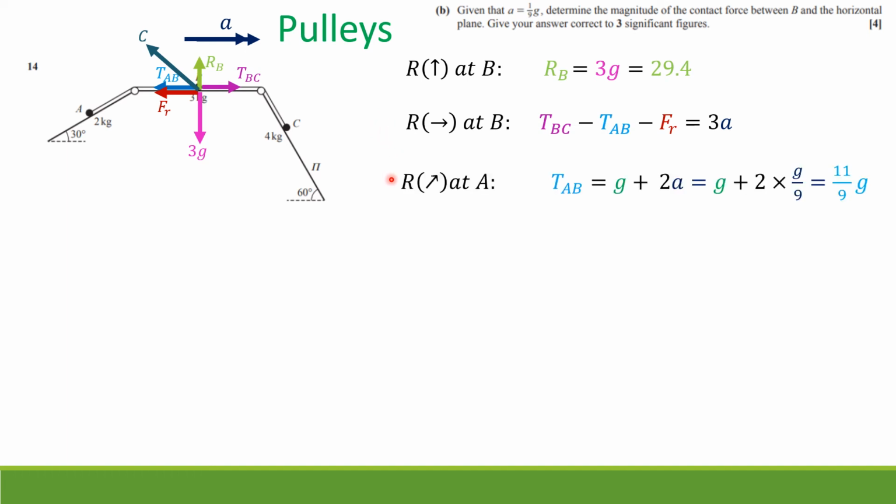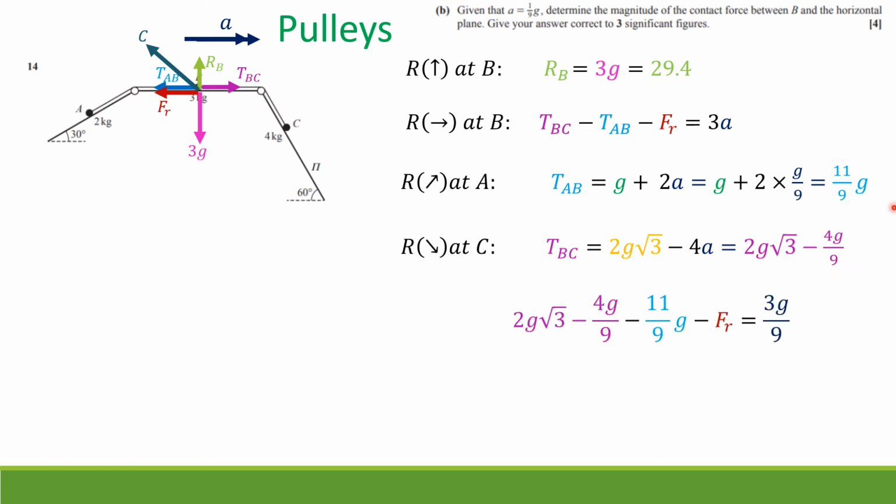Again, resolving A, we've already got this equation out here for TAB, which was G plus 2A. But we now know the value of A is 1/9 of G. So if I replace A with 1/9 of G, I've got 1G plus 2/9 of G, which is 11/9 of G for TAB. And using what we got at part C, I've got TBC, which was 2G root 3 minus 4A. This is what we worked out earlier. I can replace the A with G over 9, leaving me with 2G root 3 minus 4G over 9.